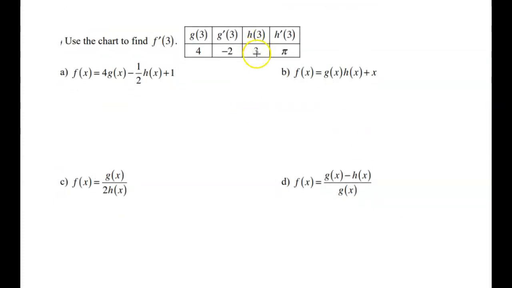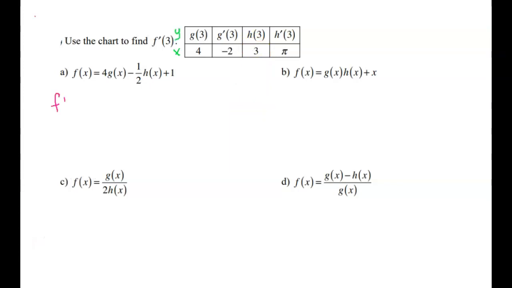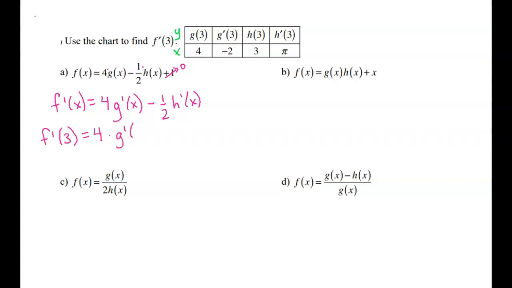So I'm going to give you a chart, and the way it works is these are x values, and then these are y values. So on part A, if we want our derivative, well, we can use just our general formulas. So I've got 4, and it's being multiplied, so then I take the derivative. Same thing here, those are being multiplied, so the 1/2 stays, and I take the derivative. And the derivative of 1 goes to 0. So then I can plug in x equals 3. That's what that notation is. So I want 4 times g prime of 3 minus 1/2 times h prime of 3.